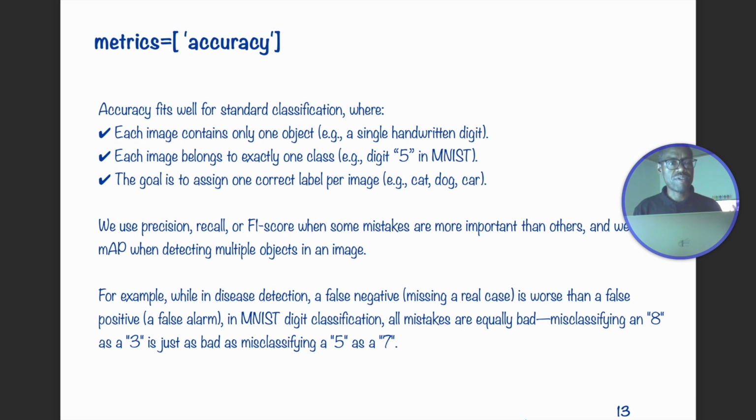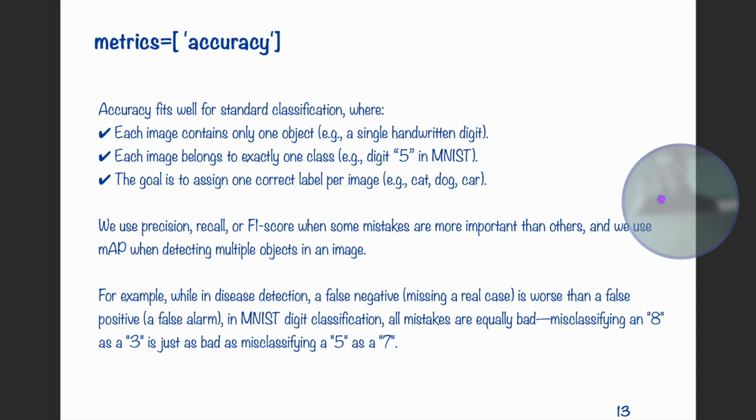Why did we choose accuracy as a metric? Accuracy fits well for standard classification, where each image contains only one object. Each image belongs to exactly one class. The goal is to assign one correct label per image. Where do we use other metrics? We use precision, recall, and F1 when some mistakes are more important than others, and we use mAP when detecting multiple objects in an image.